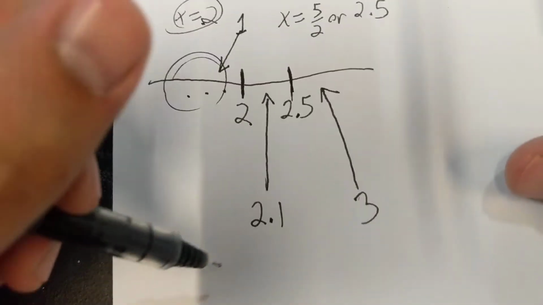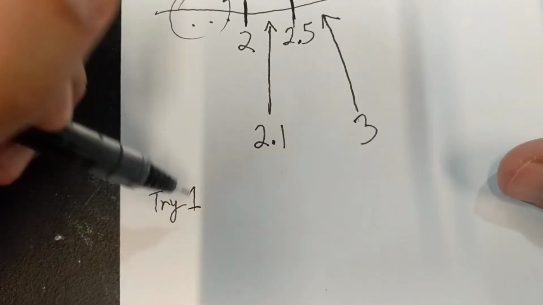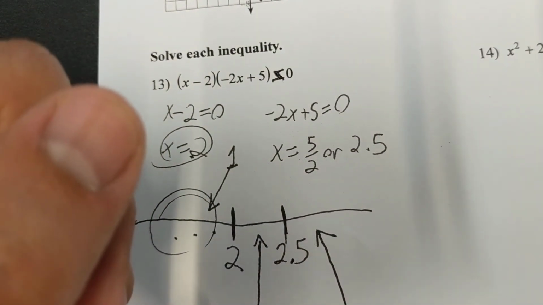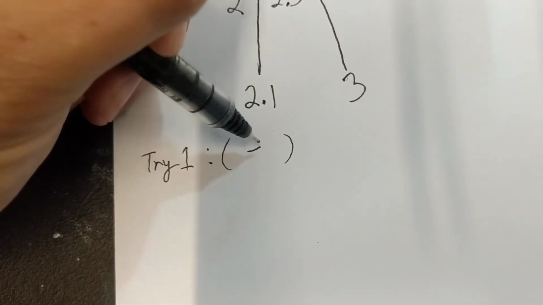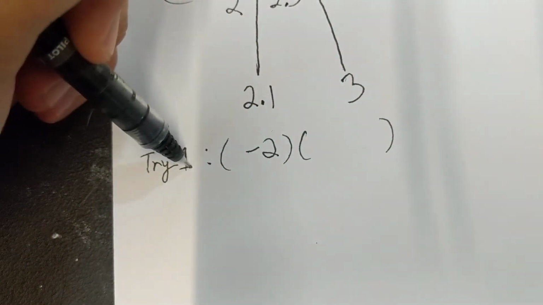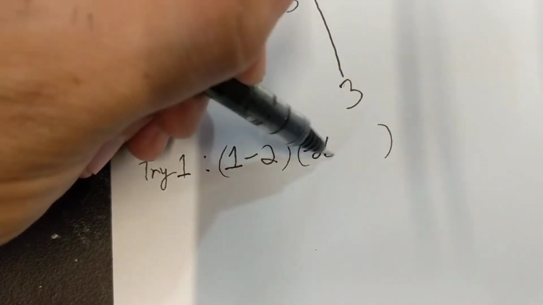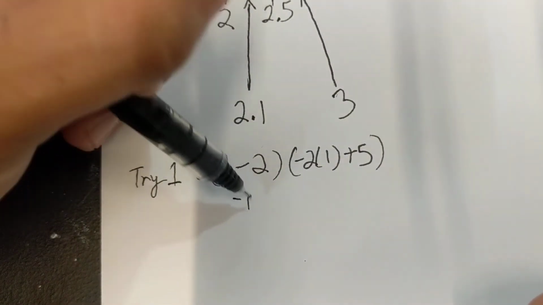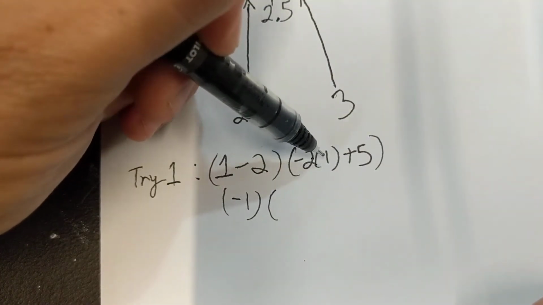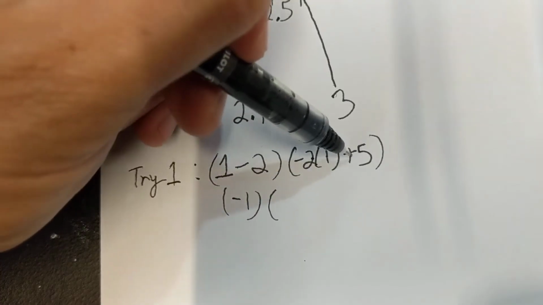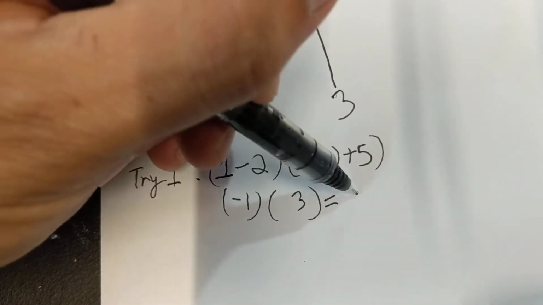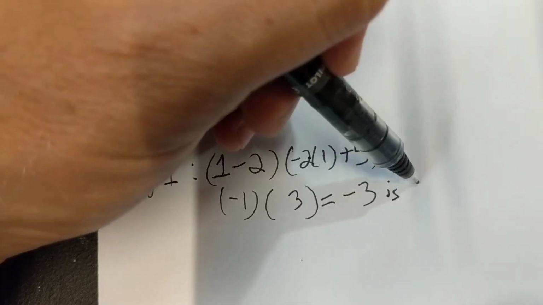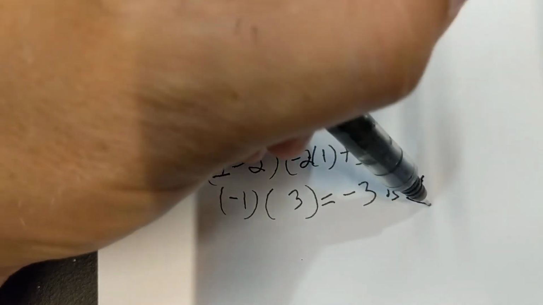So let's see. Testing at 1. We'll try that in the original expression: x minus 2 times negative 2x plus 5. Putting a 1 in there, that's 1 minus 2 and negative 2 times 1 plus 5. Let's see if that's less than or equal to 0. 1 minus 2 is negative, and then negative 2 times 1 is negative 2 plus 5, so that's positive 3. If I multiply those, I get negative 3, which is less than 0.